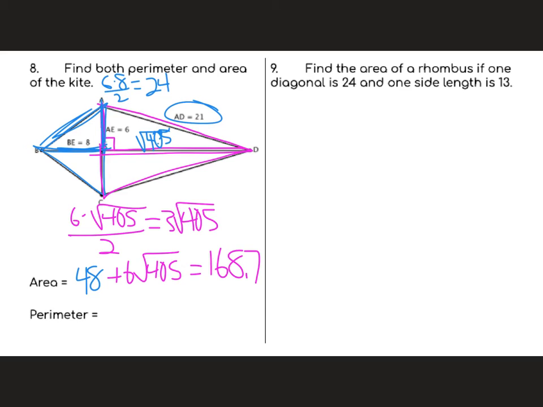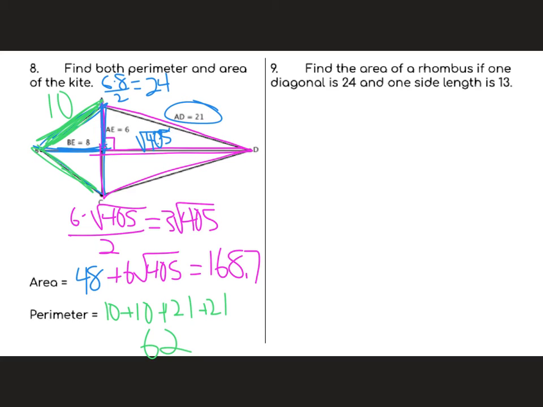For the perimeter, I need to find this distance here. So use the Pythagorean theorem. 6 squared is 36. 8 squared is 64. Add those together. You get 100. So this distance is 10. So that's going to be 10 plus 10 plus 21 plus 21. So that's 42, 52, 62 is what the perimeter is there.